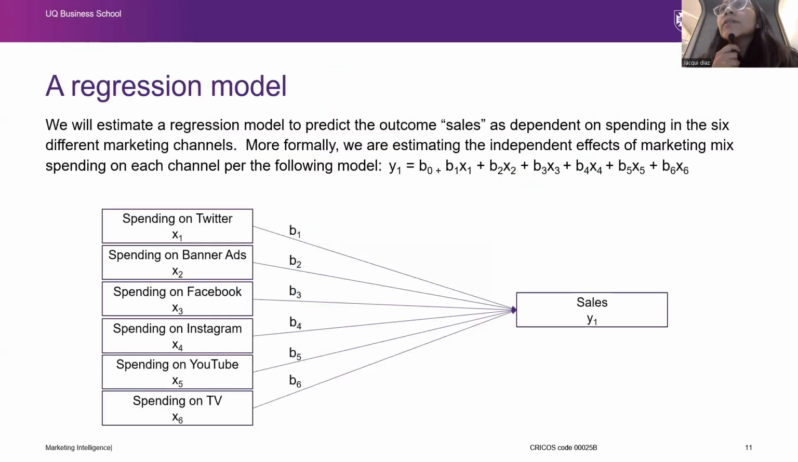So in this regression model, it's a multiple one because we have more than one independent variable. We have six independent variables and one dependent variable. The dependent is y, and the independents are x1, x2, x3, x4, x5, where x1 is spending on Twitter, x2 is spending on Vine apps, x3 is spending on Facebook, x4 is spending on Instagram, x5 is spending on YouTube, and the other is spending on TV. And y is represented by sales.